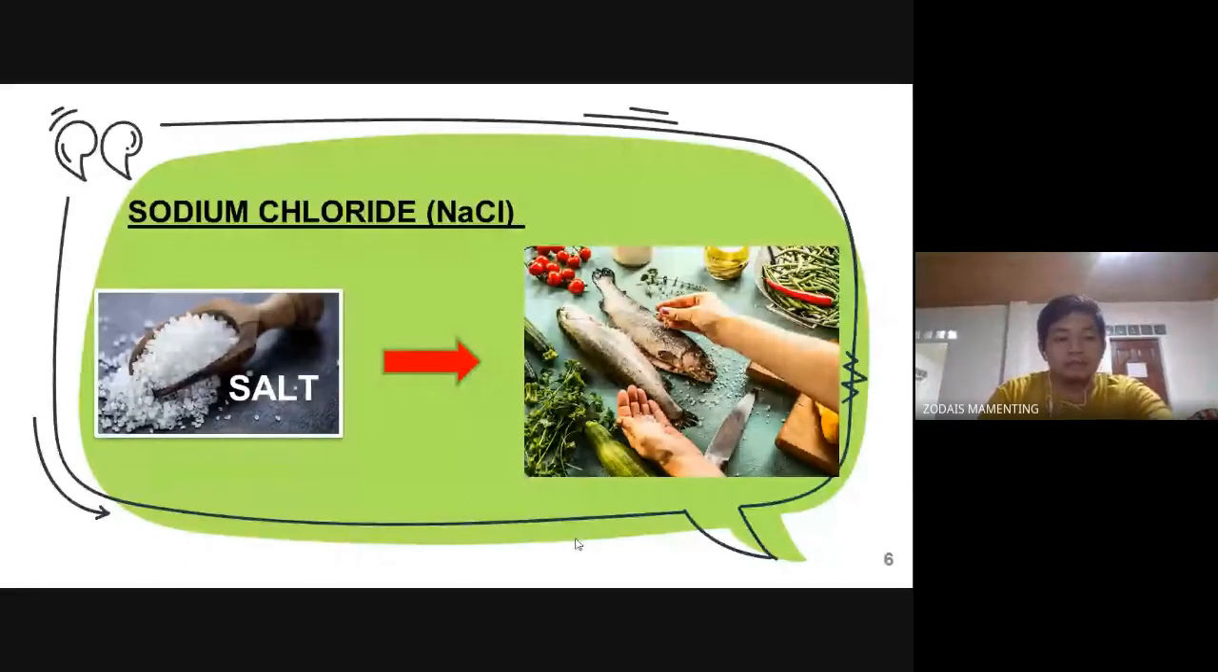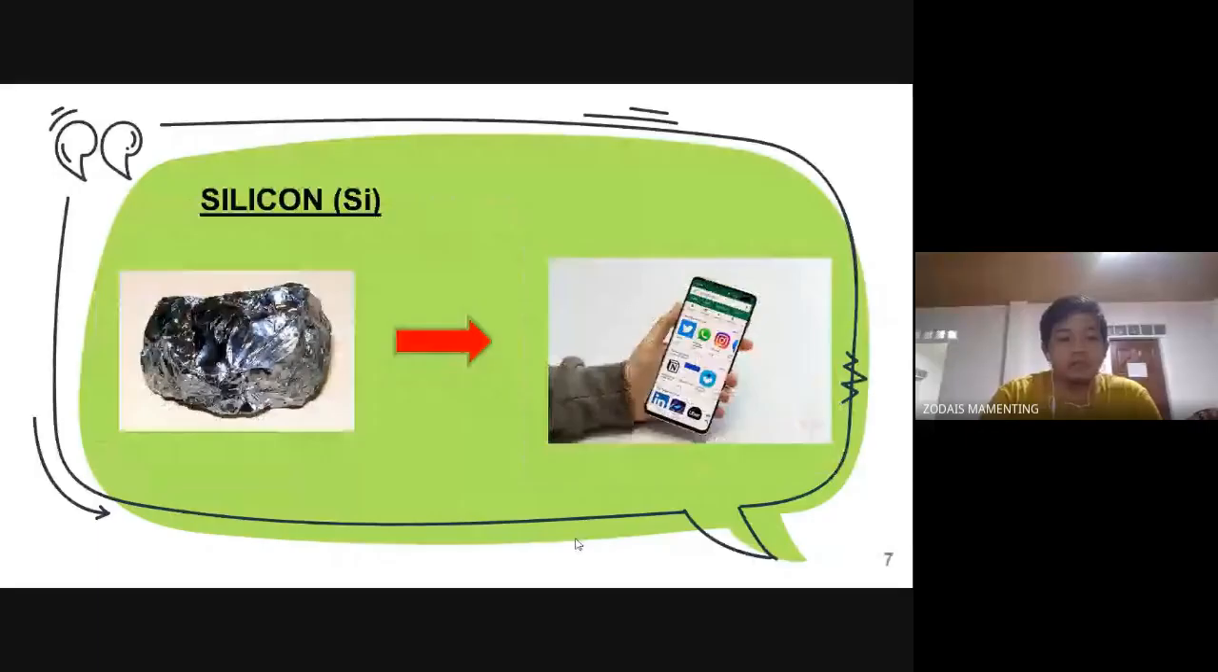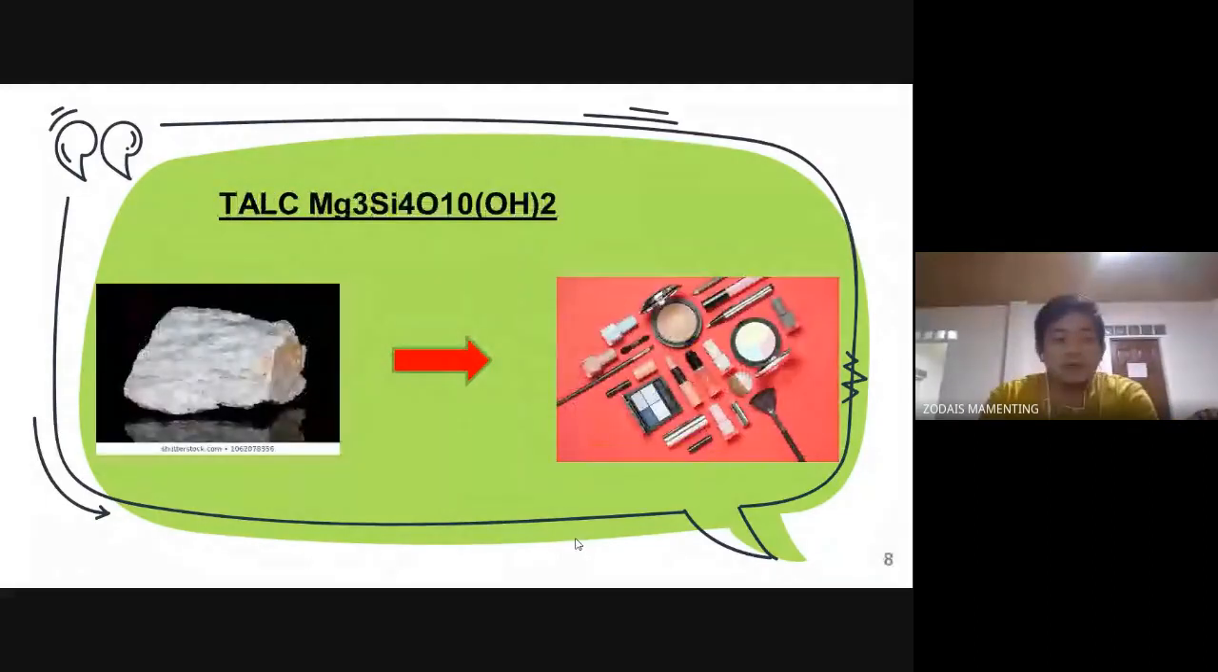Second is silicon. Silicon is used in microelectronics, computers, and smartphones. Talc, we can find in cosmetics, and talc is also the softest of all the minerals. Next is magnetite, a gray-black magnetic mineral which consists of an oxide of iron and is an important form of iron ore. Some of the metal parts of our cars are made up of magnetite.